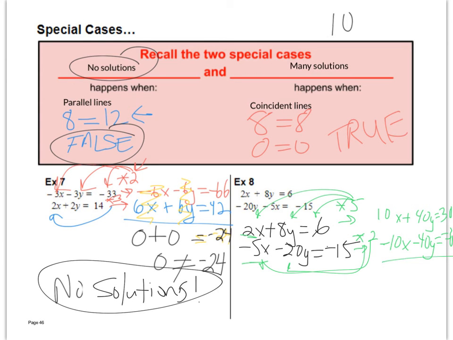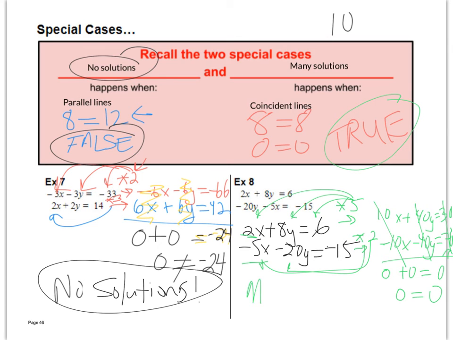Okay, so now I have negative 10x plus 10x, that's 0. I have negative 40y and positive 40y, that's 0. And 30 and negative 30, that's also 0. On this side I have 0, on this side is 0. That's completely true. Hey, that's many solutions.